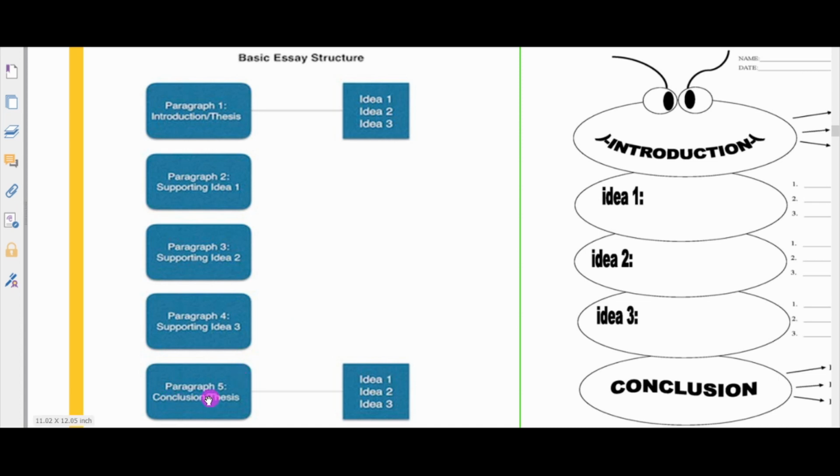And finally, now for paragraph 5, you will have your conclusion, where you restate the thesis and you make sure to give a nice, compelling conclusion. So this is one way of looking at the basic essay structure.